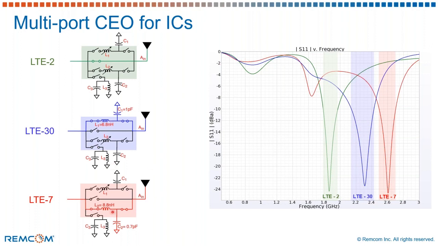And similarly, on enabling a different state of the chip, you can now tune the same antenna to operate at LTE band 7 with a different combination of capacitors and inductors connected across it. And to the right, you can see the red plot, which now has the antenna operating at LTE band 7.